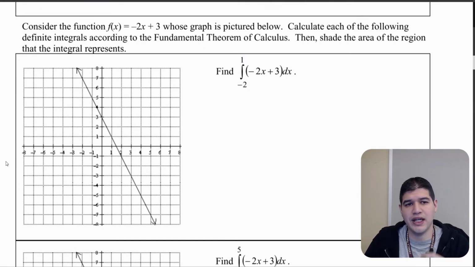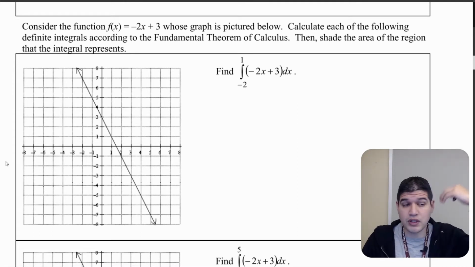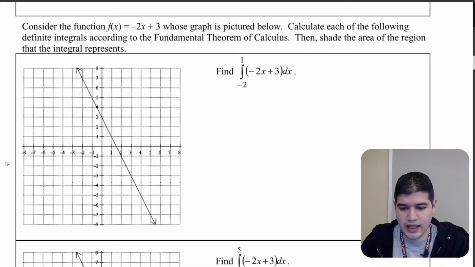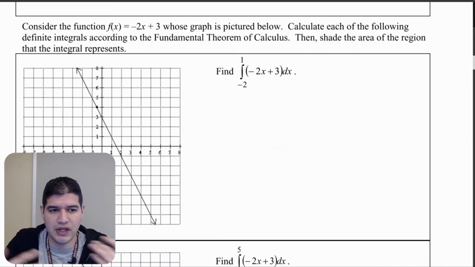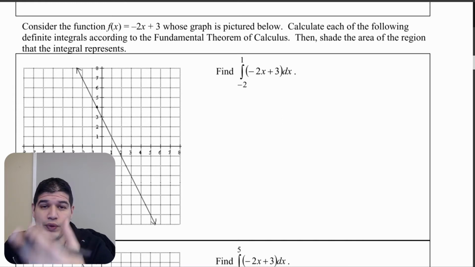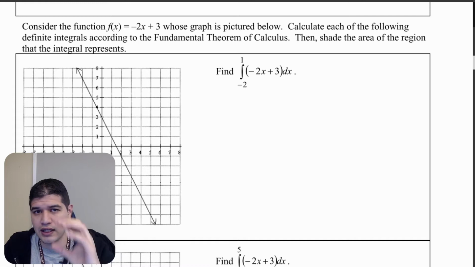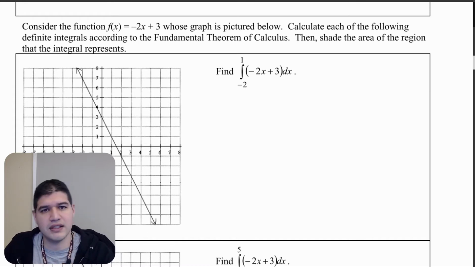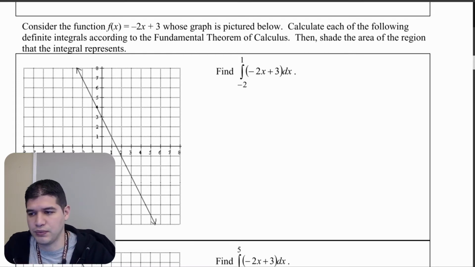All right, so let's see how this works. We have this function negative 2x plus 3, and we want to calculate this definite integral from negative 2 to 1. And then we're also going to shade the area of the region that is represented. I have my function here, and we want to find that antiderivative. When you're finding this with the fundamental theorem of calculus, you're going to notice that the C's cancel out. So I'm not going to write them, because when you do a plus and a minus of the constant, F of b minus F of a, they're just going to cancel out. So I'm going to leave that off.